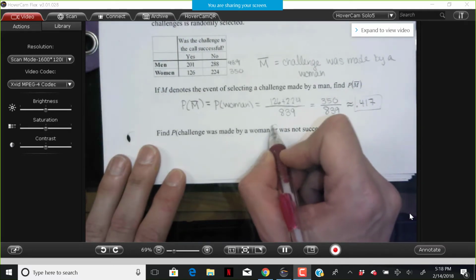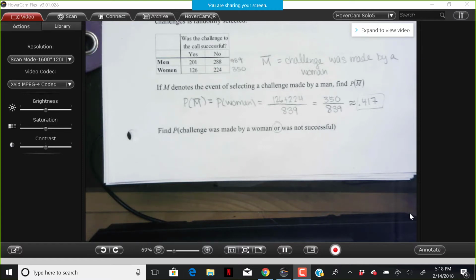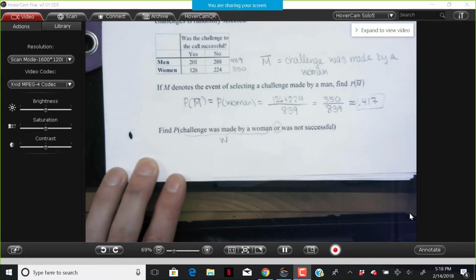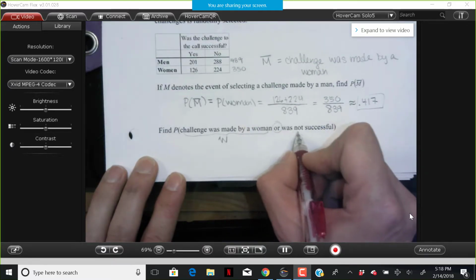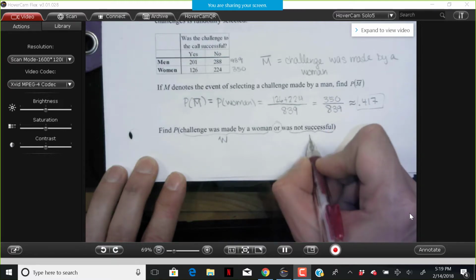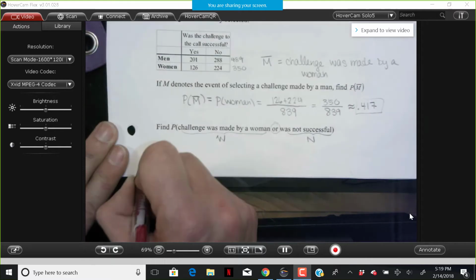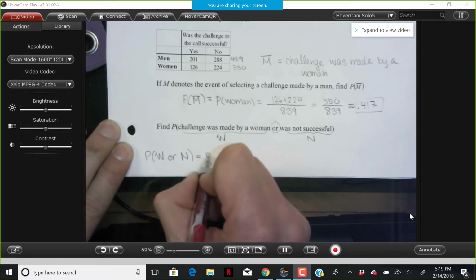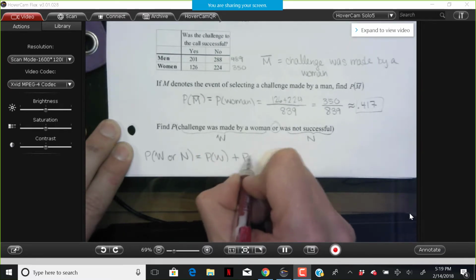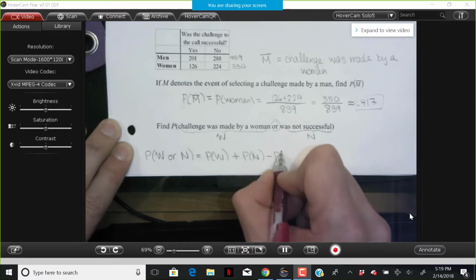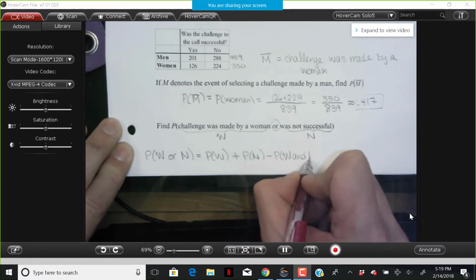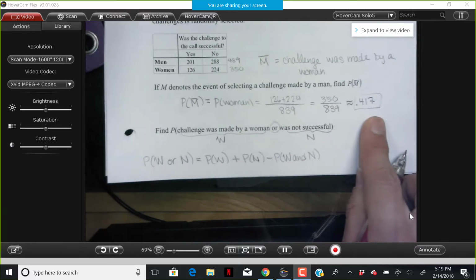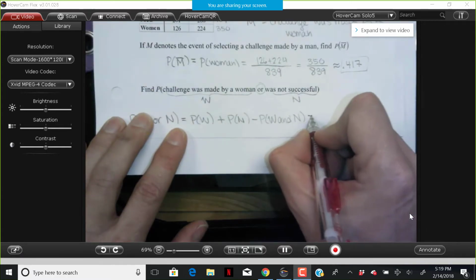Okay, so here we see the word or in the next one. So I'm going to say challenge was made by a woman. I'll call that W. And then not successful, I'll just call that N. So we want the probability of W or N, which is the probability of W plus the probability of N minus the probability of W and N. We already know the probability of W, right? We just found that in the last problem. So 350 out of 839.